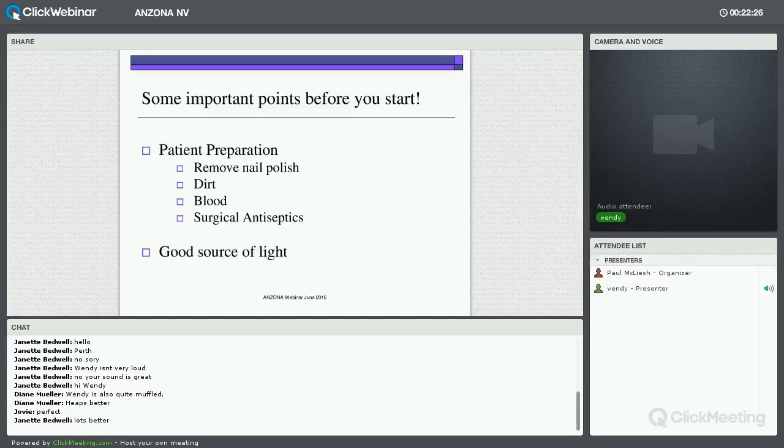A few things we need to keep in mind before we actually start is that we need to do preparation to be able to properly have a look and assess that area. So remove any nail polish as much as we can, get any dirt off, particularly for trauma patients, remove blood, and also the surgical antiseptics that are quite coloured, which may alter our view of the limb. Another thing we need to do is make sure that we've got a good source of light so that we can properly assess.